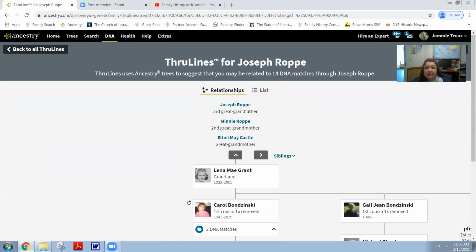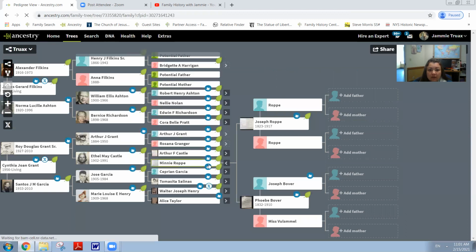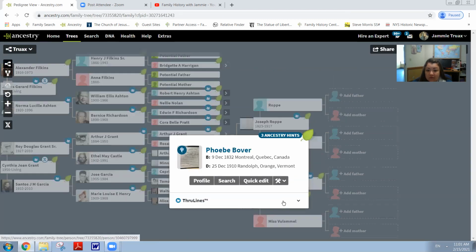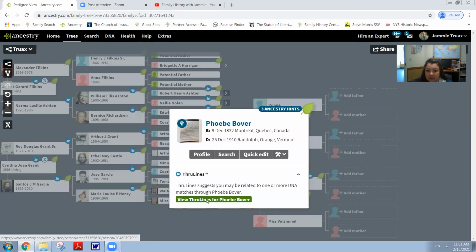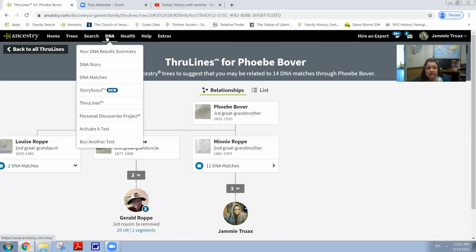So this probably seems like a whole lot of information. You can connect to ThruLines through your tree. Remember, I showed you on the tree, you can look at all these dots and you can click whoever you want. So this is Phoebe Bover. I can go to her ThruLines and sift through hers. It's the same family line, the Ropes, okay?